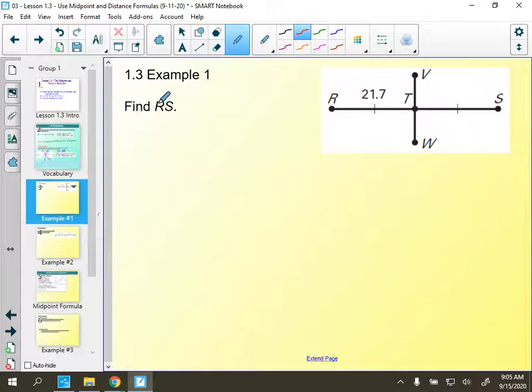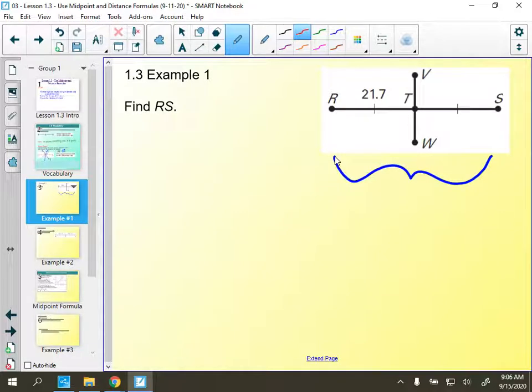Find RS. Remember that's a loaded abbreviation there, though. It's asking us to find the length of segment RS, which is fine. We can do that. So look at my picture here. I see RS is referring to this whole piece right here. That's kind of what's in question.